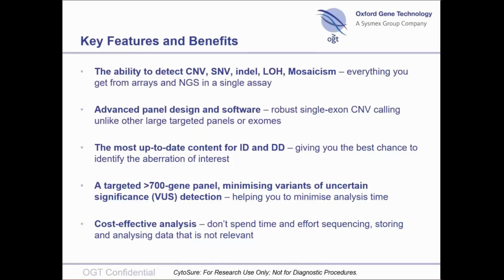This is a targeted panel of over 700 genes, which means you minimize variants of uncertain significance, which means you don't get samples where you have to investigate potentially benign abnormalities or abnormalities that aren't known to affect IDDD, which saves on analyst time, saves on cost, and saves on storage as well. Also, we made this assay as cost-effective as possible, so you don't spend excessive time and effort sequencing, storing, and analyzing data. We've made this very cost-efficient.